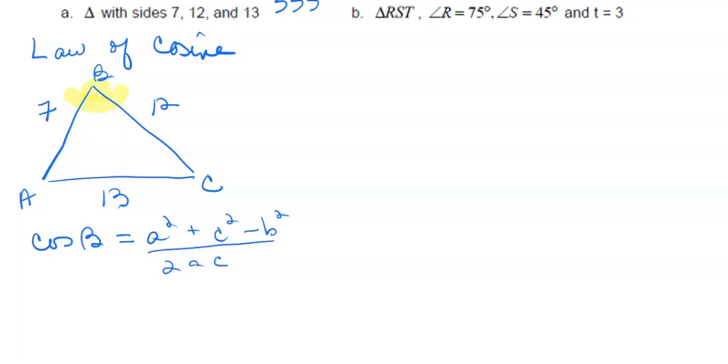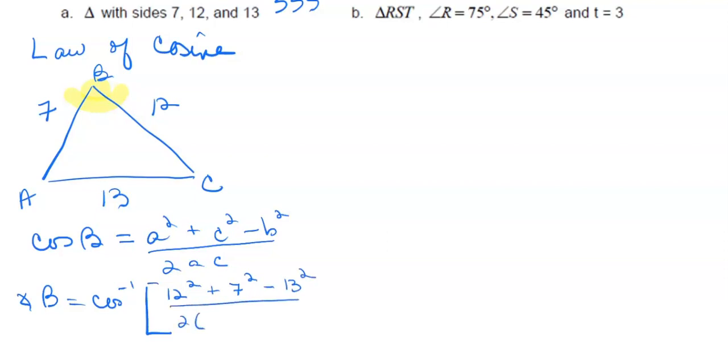Now, let's put this in the way I want you to put it in your calculator. Okay, angle B is going to equal the cosine to the -1 of, and now let's pull the values. A is 12 squared. Little c is 7 squared. Little b is 13 squared. Over 2 times little a is 12, and little c is 7. This goes in your calculator in one and only one step. So hopefully you have a TI-84.